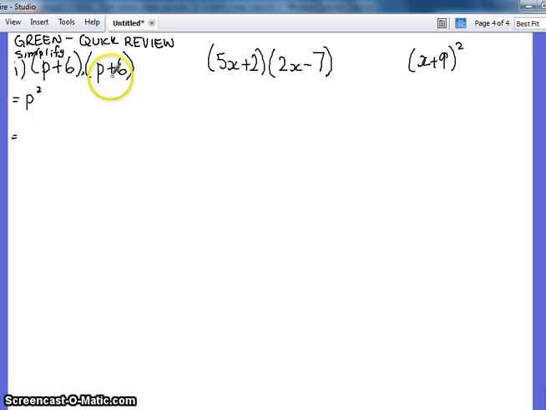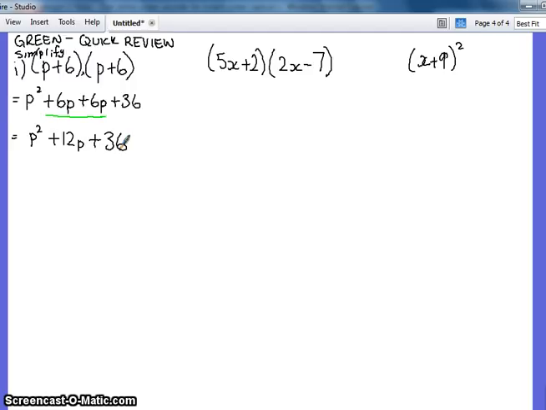Okay. P times 6 is 6p. Inners is 6 times p. And last is 6 times 6. So p squared plus 12p. I've collected like terms there. Plus 6p plus 6p, sorry. Plus 36. Okay, so that'd be the way you two would do it.